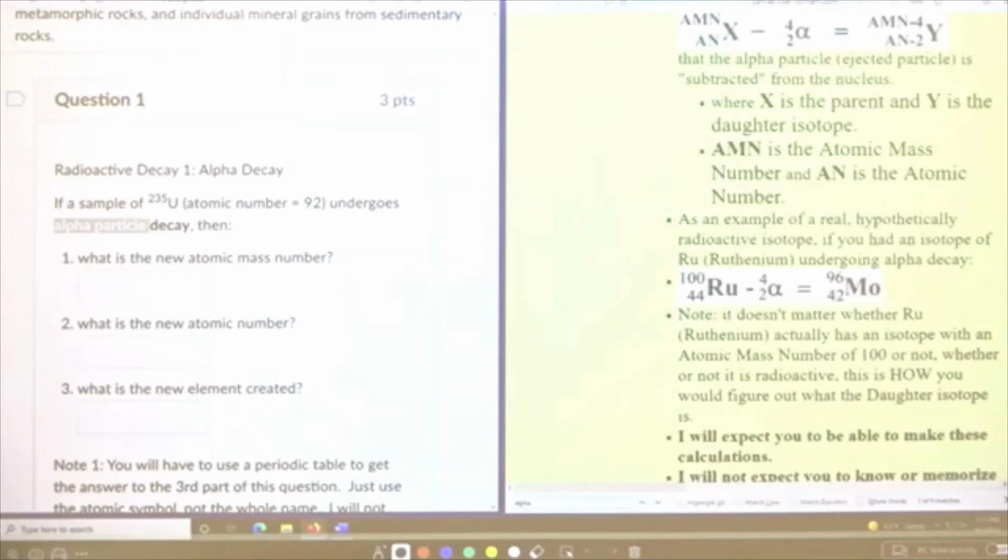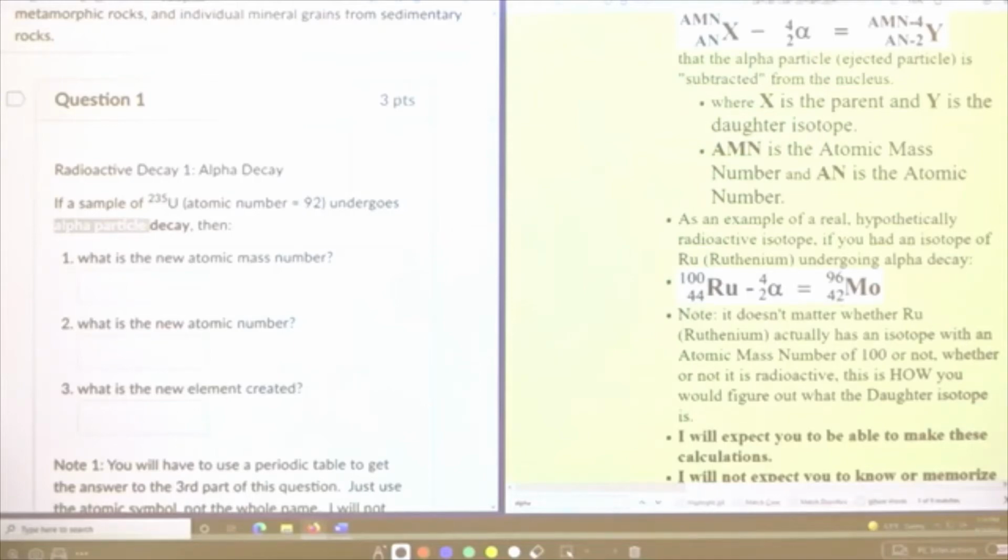As an example, if we had an atom of ruthenium-100, which means it has a total number of protons and neutrons of 100, and a total number of protons in the nucleus of 44, we would get a new atomic mass number of 100 minus 4, which is 96, and a new atomic number of 44 minus 2, which is 42. Okay? The same methodology can be done for any example. It does not matter what element or what actual numbers are here. The atomic mass number will always drop by 4. The atomic number will always drop by 2.